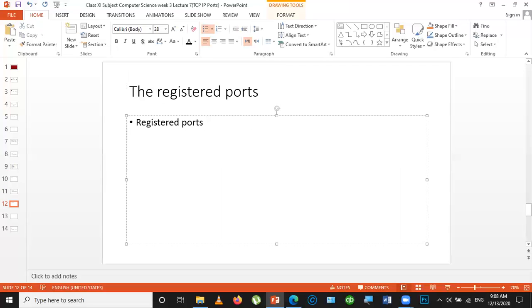Registered ports are assigned to applications that are mostly vendor specific, such as Skype. We have some applications which we use on the internet, such as Skype and BitTorrent. Skype is used for communication, we can use audio and video communication, and BitTorrent is used for downloading heavy files.